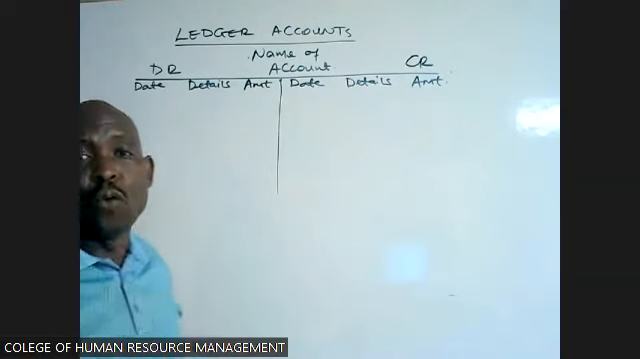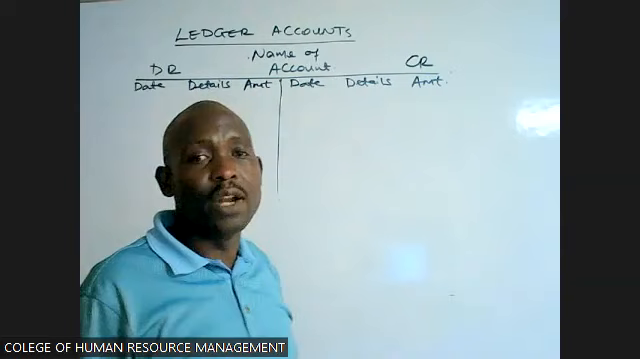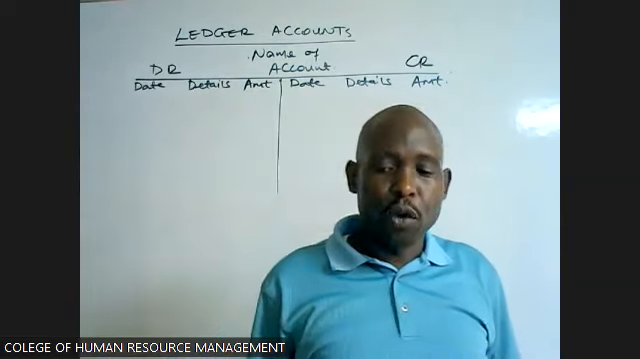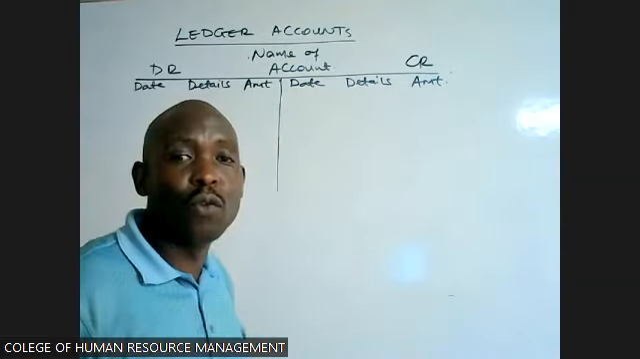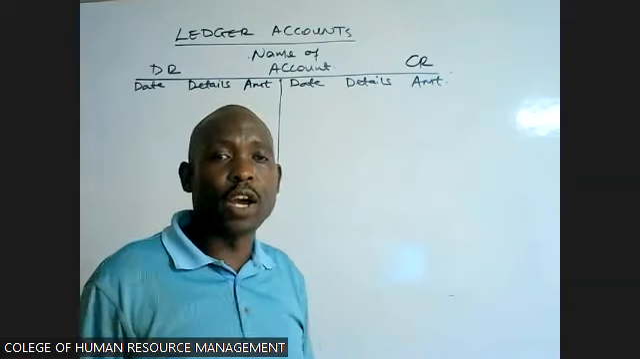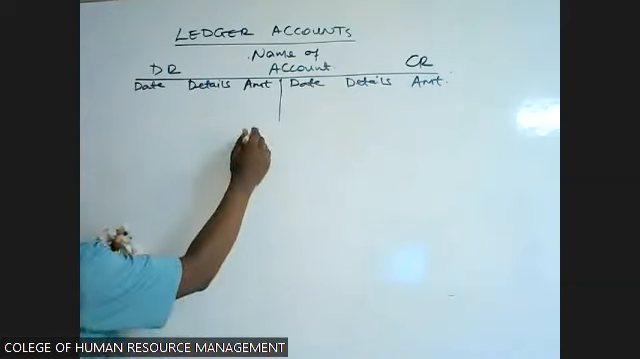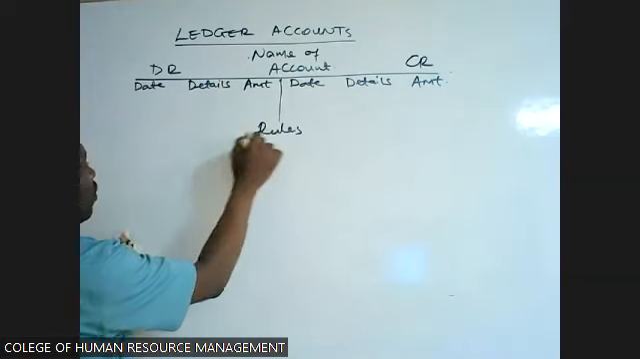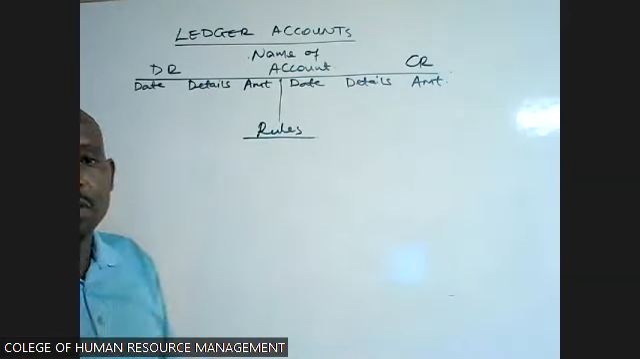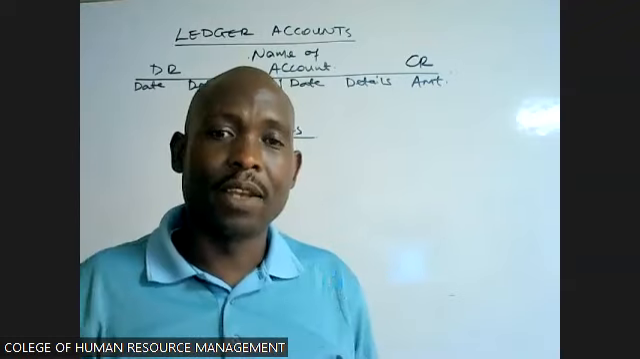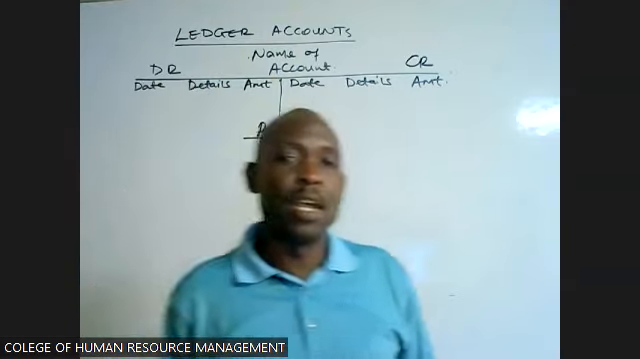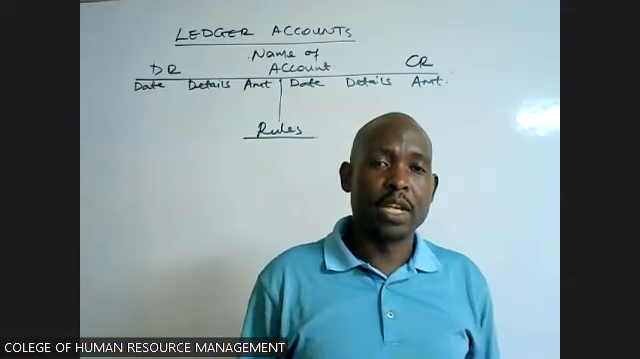But now the most interesting thing is this. How do we know which account to debit and which account to credit? For you to be able to know that, we have what we call the rules of recording transactions in ledger accounts. For you to understand that this account I have to debit, this one I am going to credit.